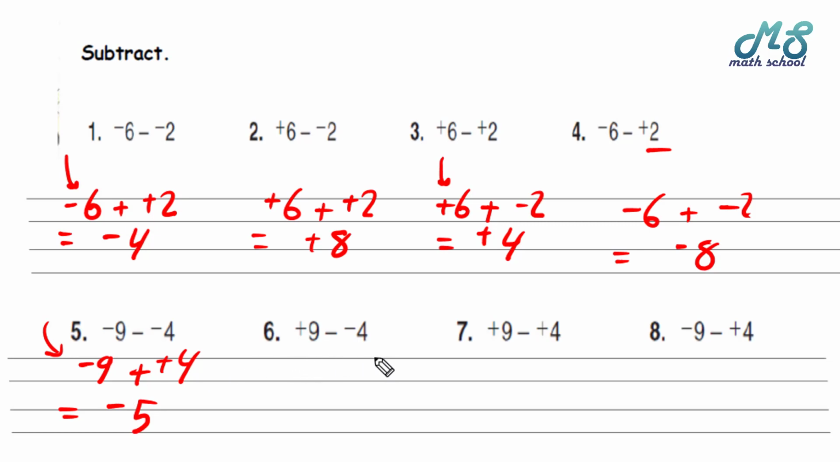Positive 9 minus negative 4. Write the first as it is, so it will be positive 9. Plus the opposite of the second, it will be positive 4. Just 9 plus 4 equals 13 with positive sign.